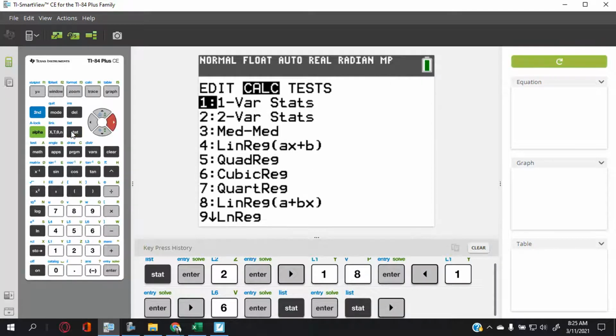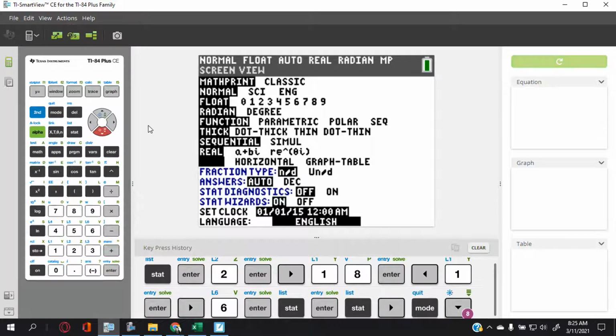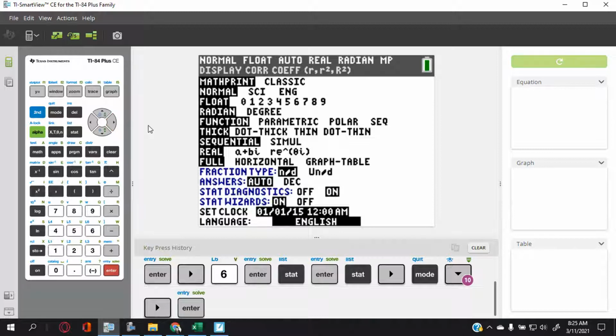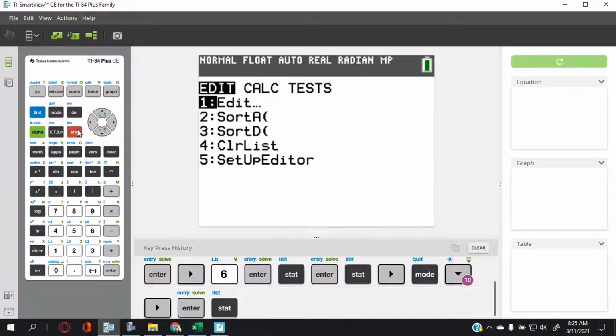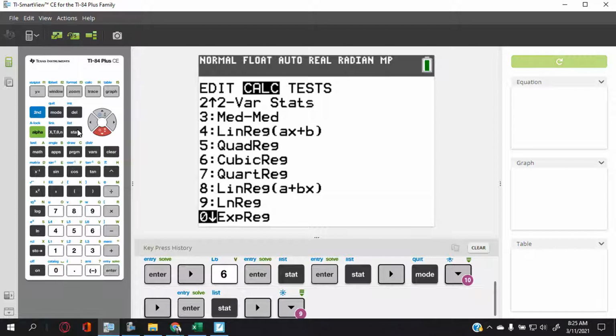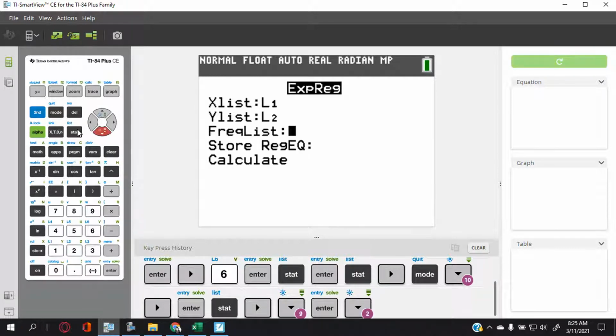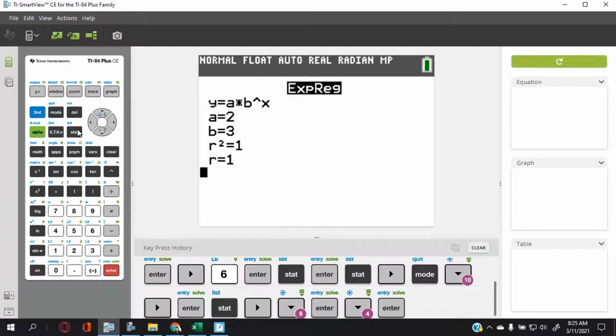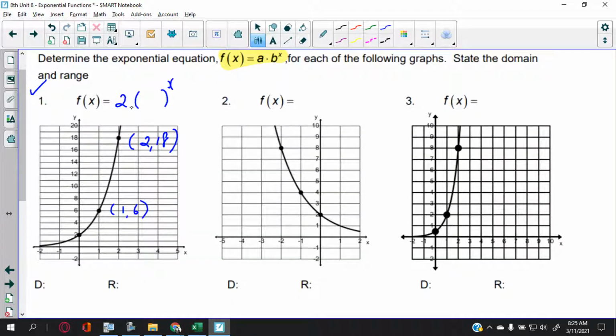Now I'm gonna go back to stat. Oh, I didn't turn on diagnostics. I wonder if that's gonna change anything. Let me go to mode first then, just to be sure. So I'll turn on the stat diagnostics. Go back to stat. Go to calc. We're going to go all the way down to 0. It should be 10. Exponential regression. Calculate. See? Nice and easy numbers. And what did I say about this? This was 2, and 3 goes in there, and that's it.